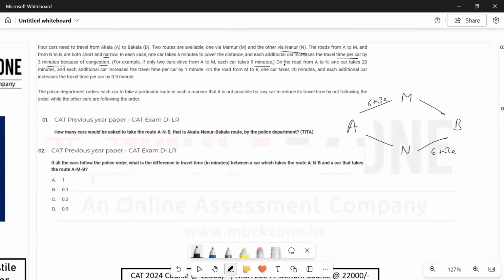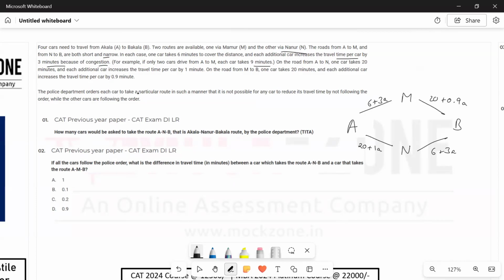Okay? On the road from A to N, one car takes 20 minutes and each additional car increases the travel time per car by 1 minute. So this one will be 21 plus 1A. On the road from M to B, one car takes 20 minutes and each additional car increases the travel time per car by 0.9 minutes. So this will be 0.9A.